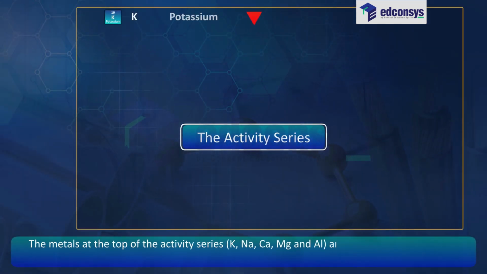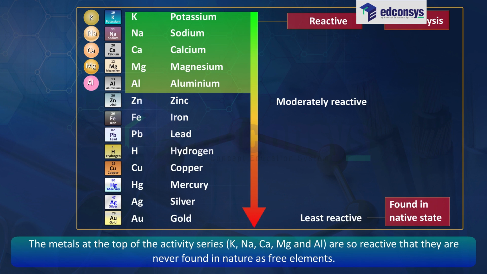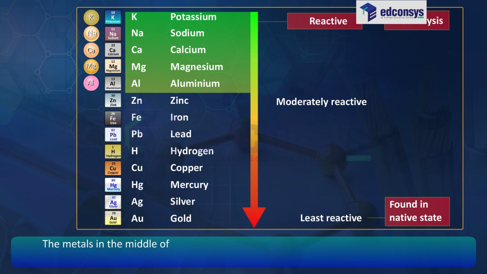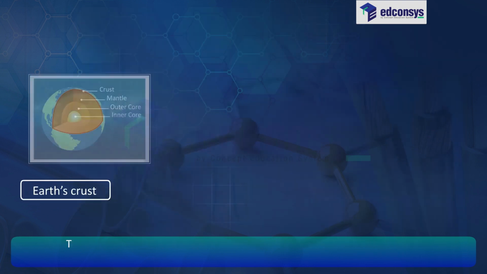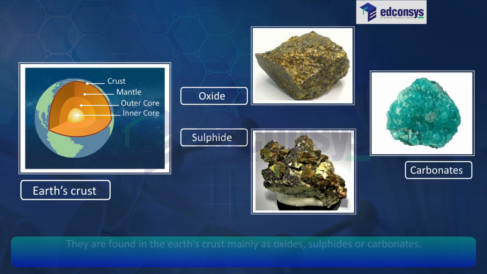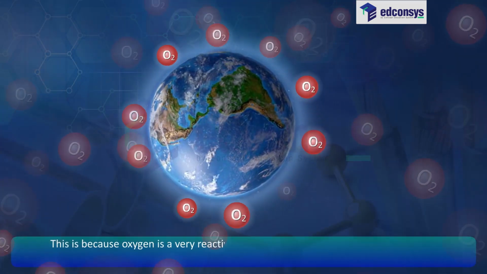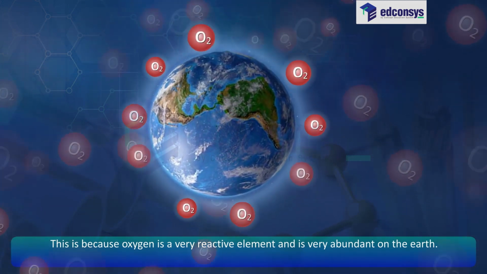The metals at the top of the activity series, that is K, Na, Ca, Mg and Al, are so reactive that they are never found in nature as free elements. The metals in the middle of the activity series, Zn, Fe, Pb, etc., are moderately reactive. They are found in the Earth's crust mainly as oxides, sulfides or carbonates. You will find that the ores of many metals are oxides. This is because oxygen is a very reactive element and is very abundant on the Earth.